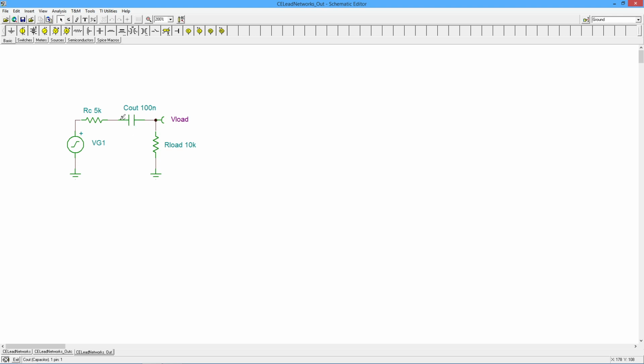Right? So in other words, you'd break open the cap, look into these terminals, and what do you see? The voltage source would get shorted. You'd see RC, the 5K, in series with our load, the 10K. So that's 15K ohms, all right?